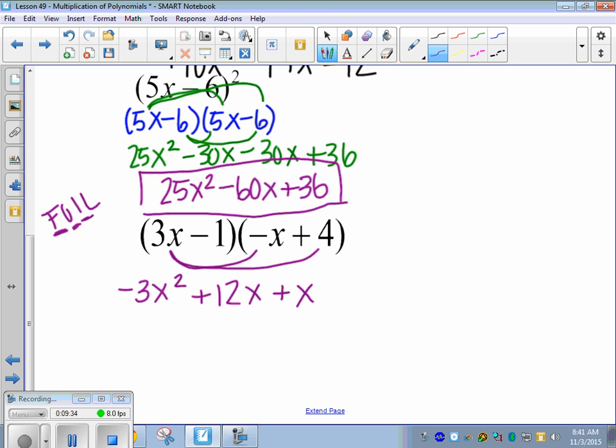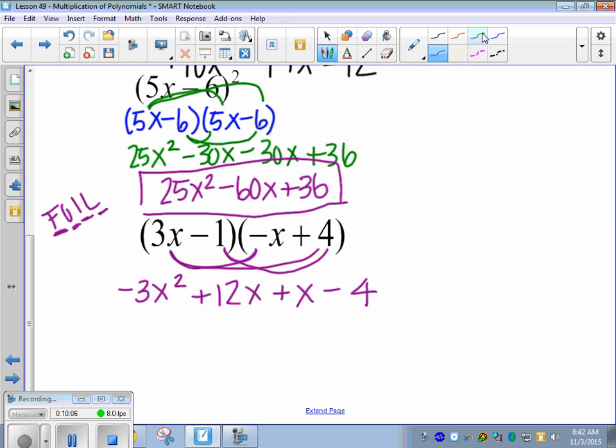Finally, I have L, which is last. I guess I didn't make my little arrows there. Last. What are my last terms with these set of binomials, Micaiah? So I need two terms. What are the last ones? Tell me which numbers they are. Negative 1 and 4. Good. Negative 1 times 4 is negative 4.